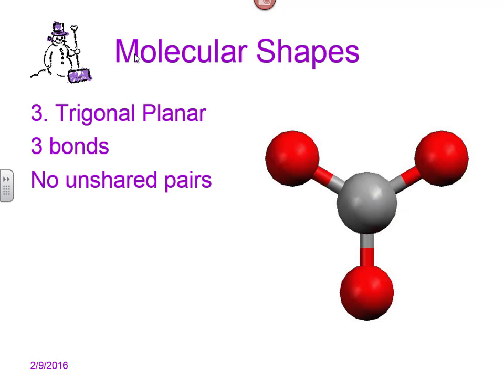Next one is called trigonal planar. What does the trigonal stand for? 3. Tri usually means 3. And how about the word planar? Think geometry. What is a plane in geometry? It's not the thing that flies.